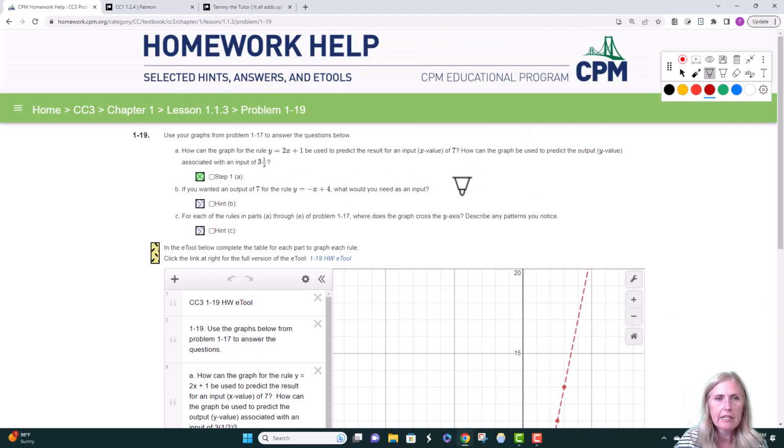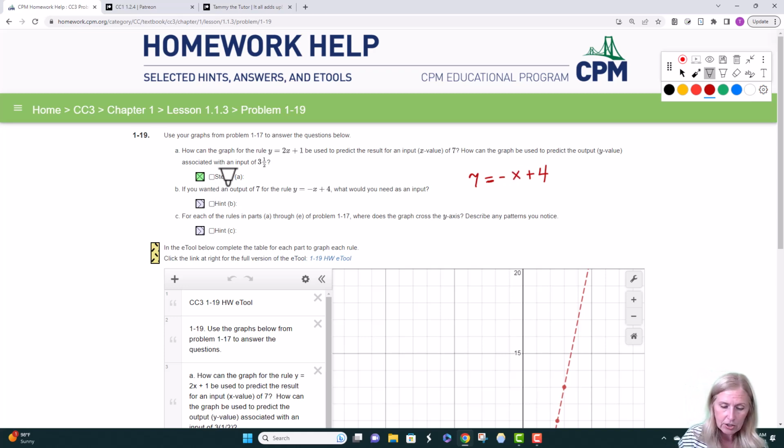Okay, so for B, if you wanted an output of 7 for this rule, what would you need as your input? So 7 is our output, guys. So where Y is, I'm going to put 7. And I'm going to do the rest of it as is. They're saying if I have a 7 for my output, which is my Y, what would my input need to be to make this equation true? Because input and X are the same.